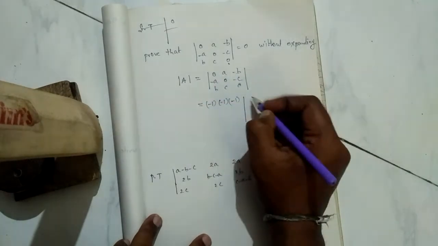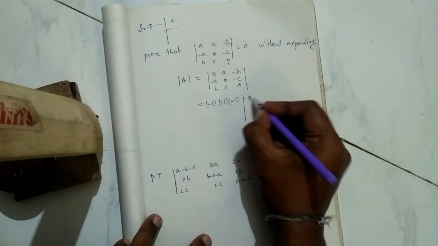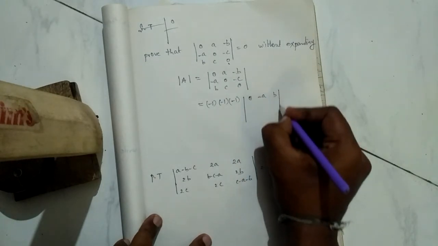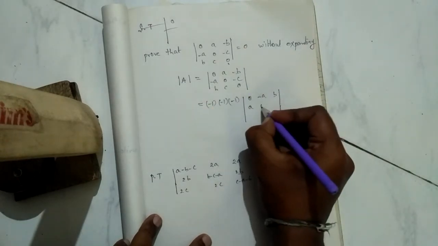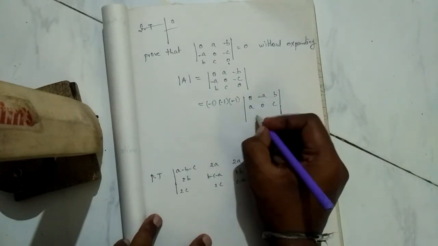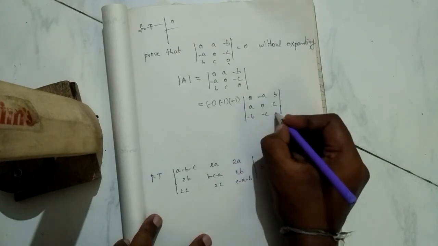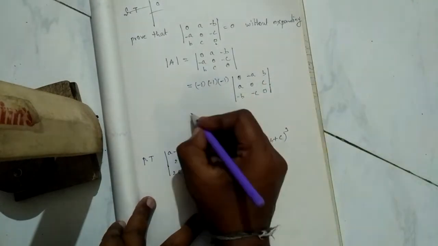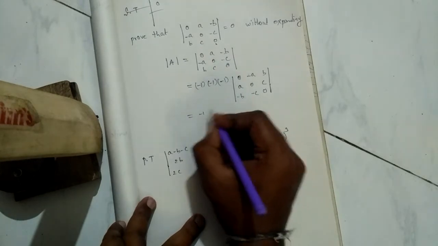Now what will happen? First row I have taken minus common, so 0 minus a b, all negative will become positive, positive will become negative, correct? So this is a 0 c, and this is minus b minus c 0, correct? Minus 1 into minus 1 into minus 1, it is minus, correct?